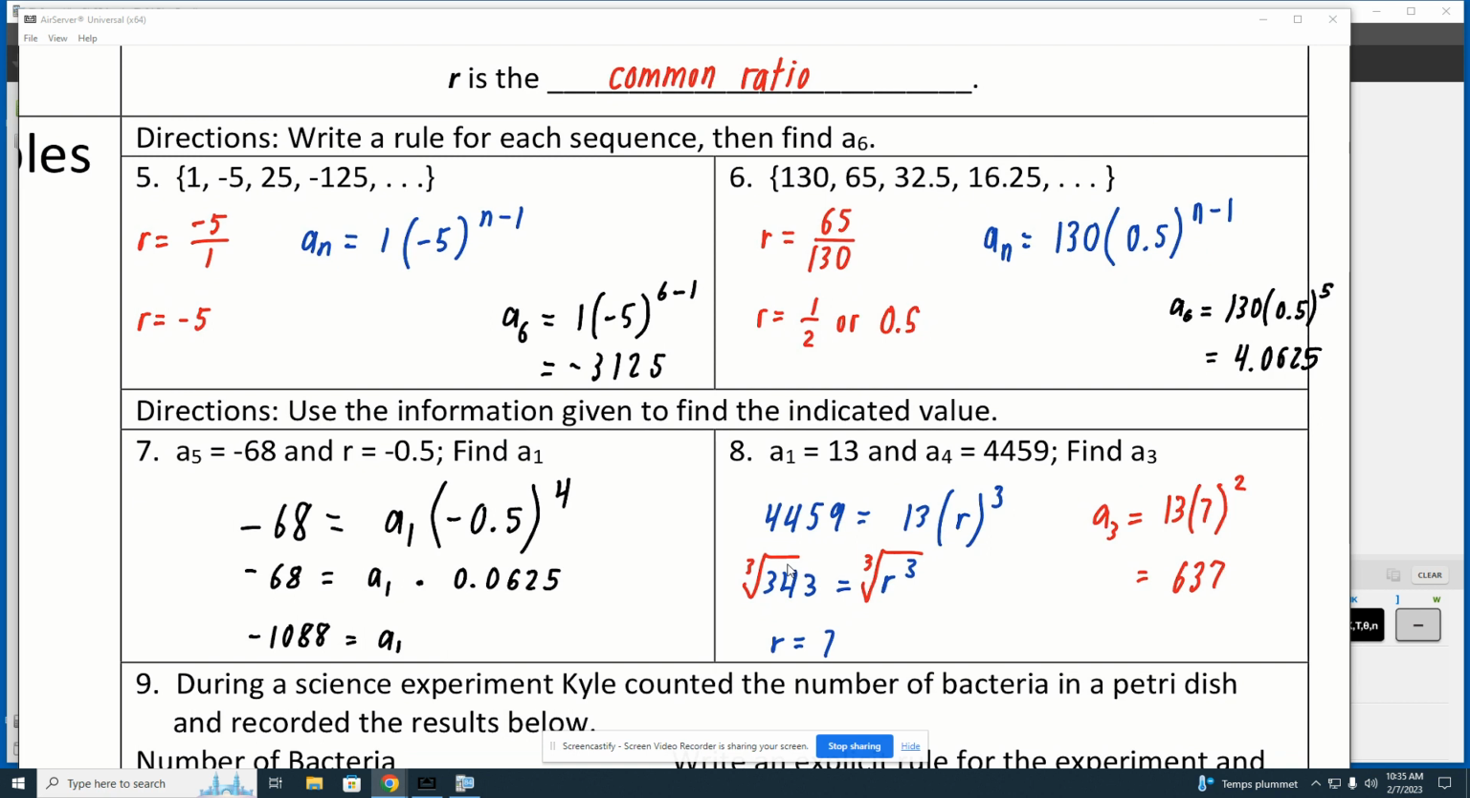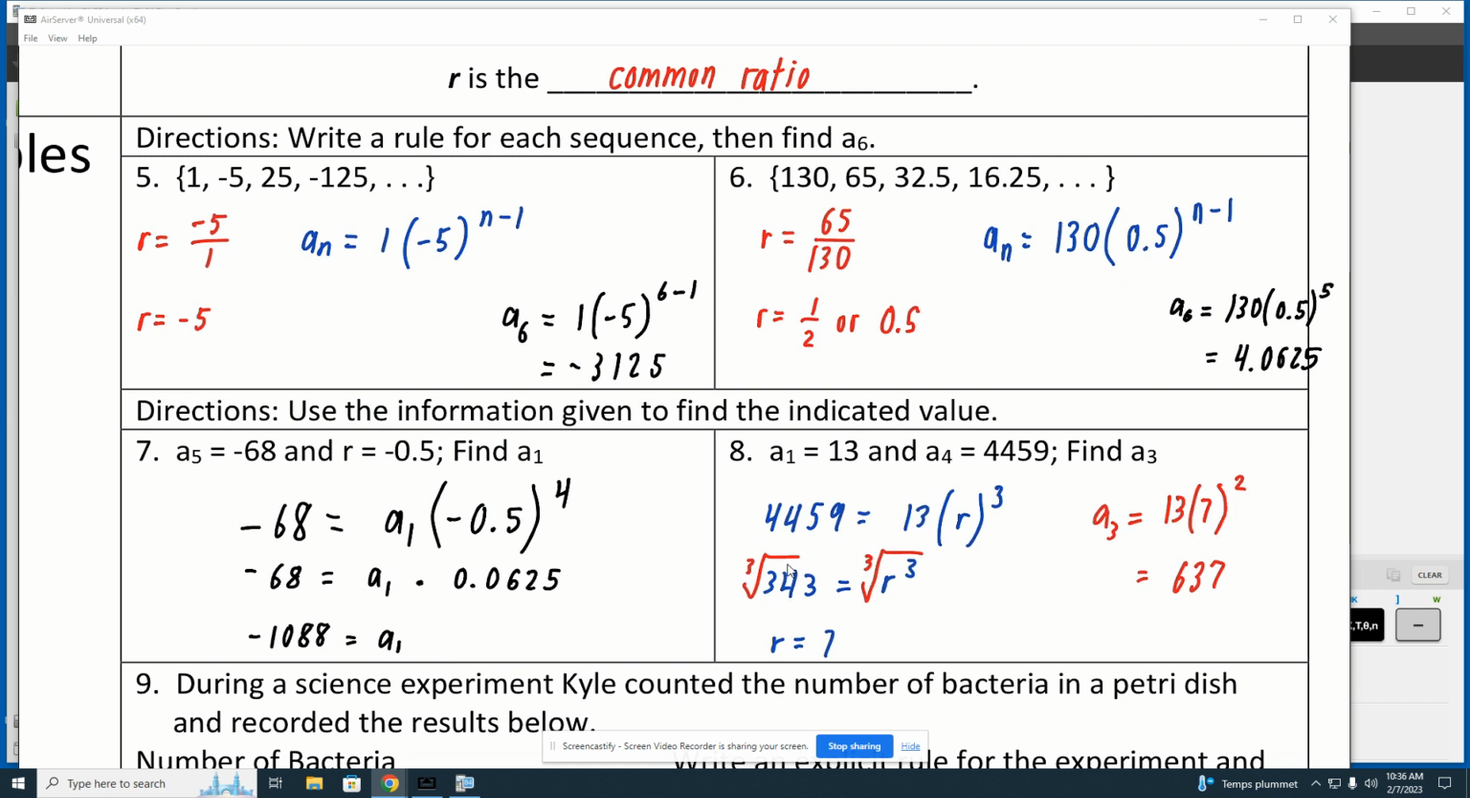Okay, so the second type of question says, hey, this is a sequence. Find the equation, write the rule, and then find a given term. So that's pretty easy with these geometric sequences. The hardest ones were number 7 and 8, where they give you a few things, and you kind of have to work with the formula backwards to either find a sub 1 or find r, right? And I think y'all did pretty good with these. Those were the hardest ones.